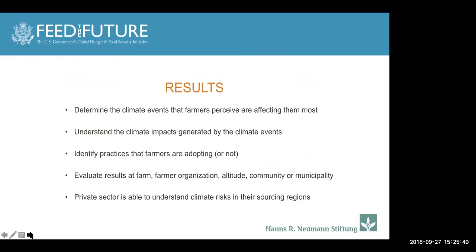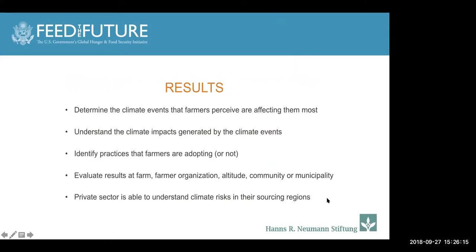So as results, we can determine what are the climate events that farmers perceive are affecting them most. We can understand what are the climate impacts that these climate events have generated. We can also identify which practices farmers are adopting to adapt to climate change.